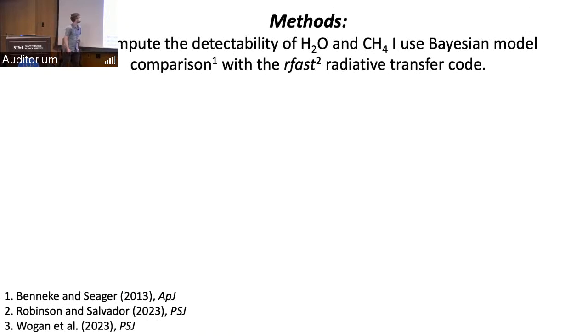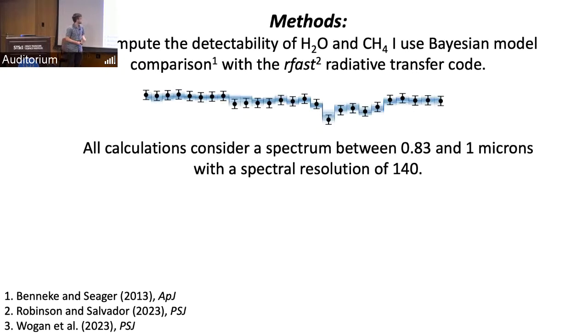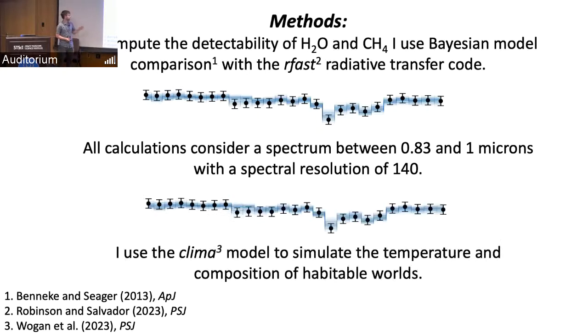Quickly, some methods. To compute the detectability of water vapor and methane, I use Bayesian model comparison with the RFAST radiative transfer code. Bayesian model comparison is a pretty standard technique for computing the detectability of a molecule. RFAST is a code written by Ty Robinson's research group. All calculations consider a spectrum between 0.83 and 1 microns with a spectral resolution of 140. And I use my one-dimensional climate model to simulate the temperature and composition of some of these habitable worlds.